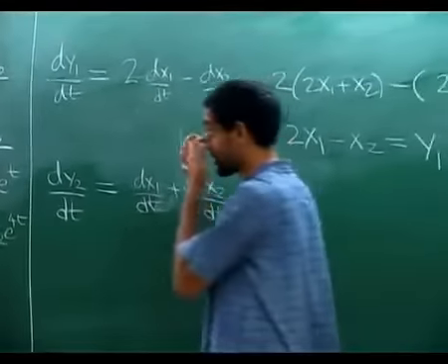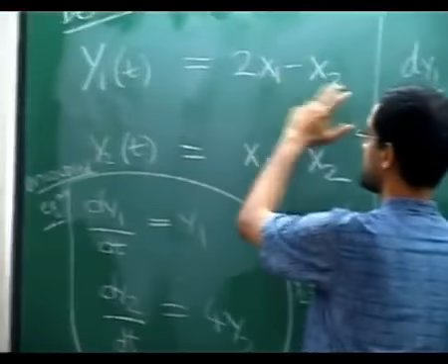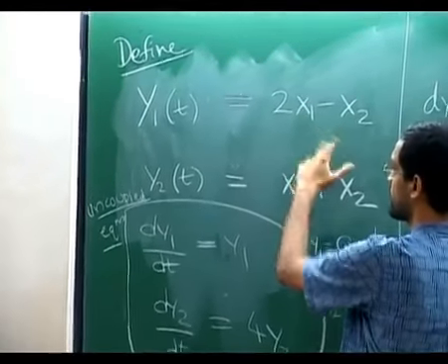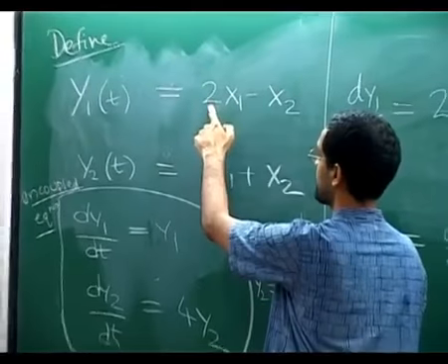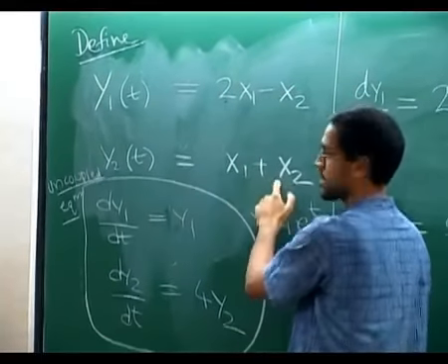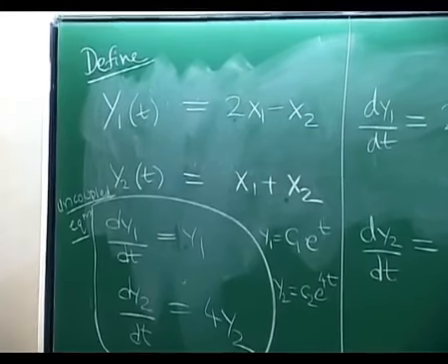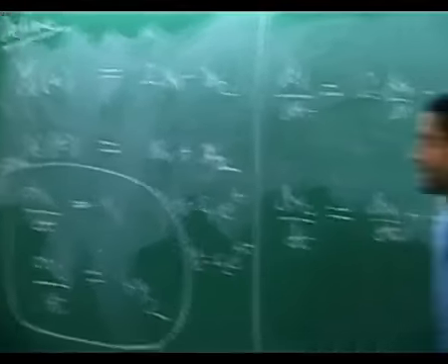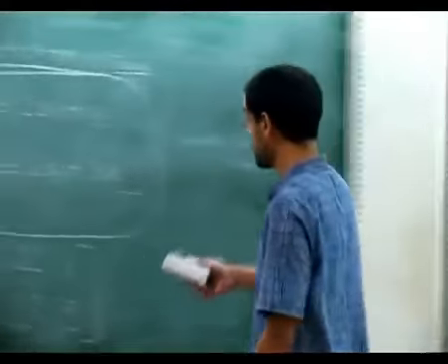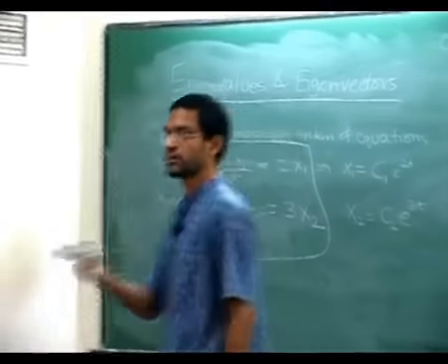So how did I choose y1 and y2? It will turn out that these coefficients 2, minus 1, 1, 1 are also related to the eigenvectors corresponding to those eigenvalues. I will explain this in just a minute. So let us see how we guessed the y1, y2.